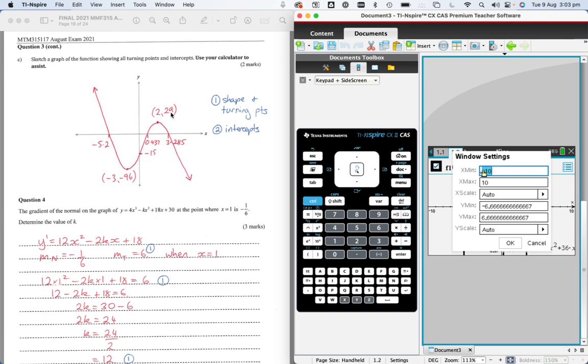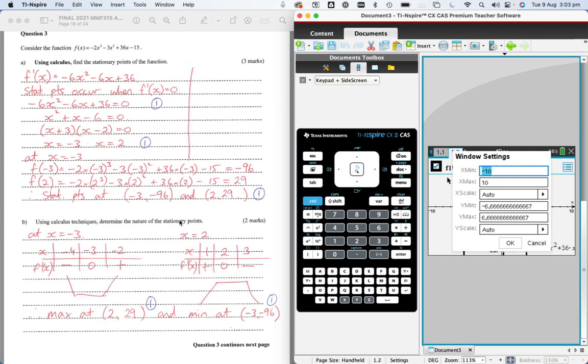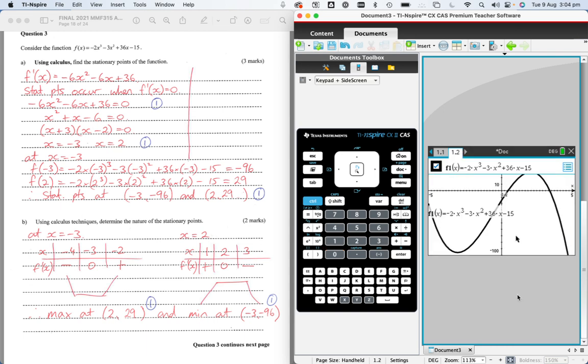So I can see I've got a maximum here of 29 all the way down to -96. And I don't know those yet. I'm just going from the values I know. 2, -3, -3. Okay, so I think I'd be going from -5 to 5, and then my y minimum would be -100 and, what was it, 29 there, so maybe 50. Okay, and I'll click out of that. There we go, that's pretty good.